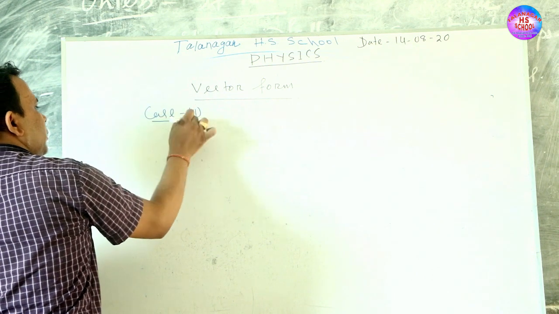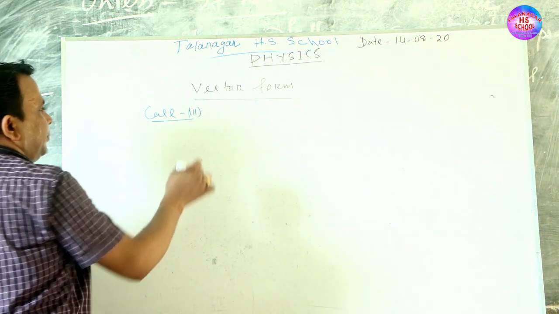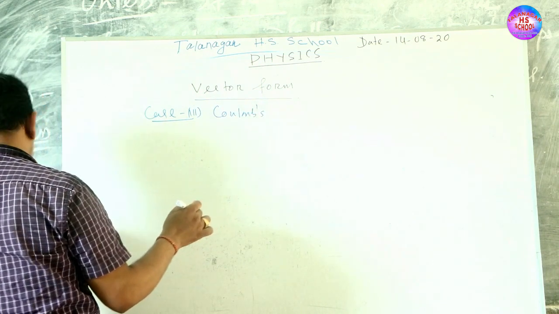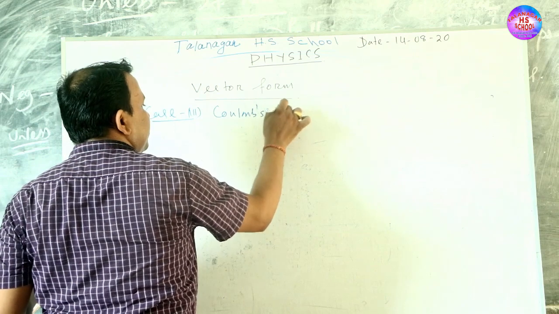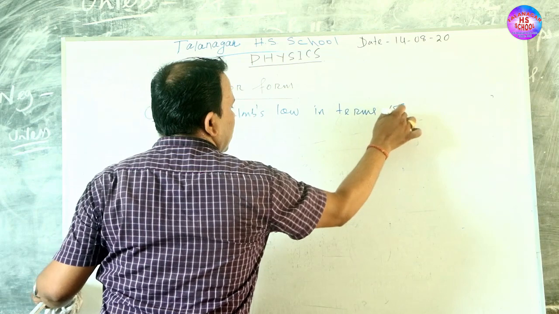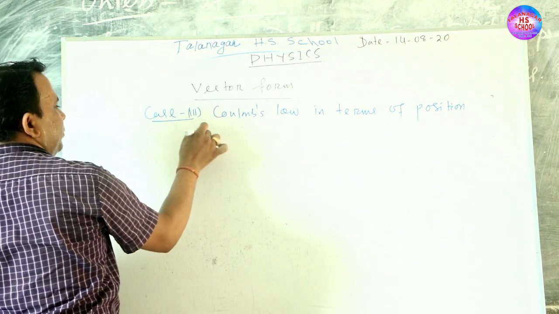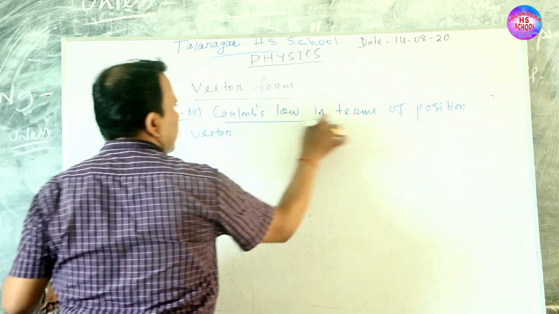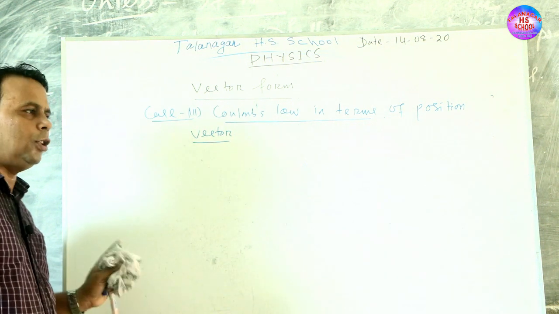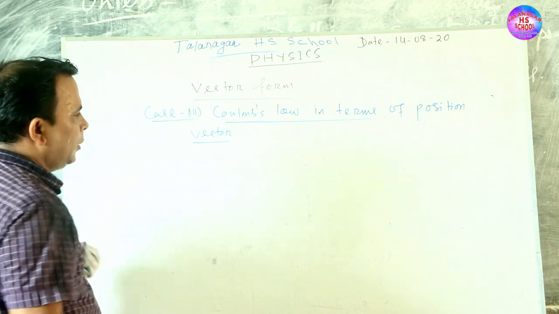Case third, Coulomb's law in terms of position vector. Do you know what a position vector is? A position vector means a vector joining from an arbitrary origin to the point and directed towards the point.